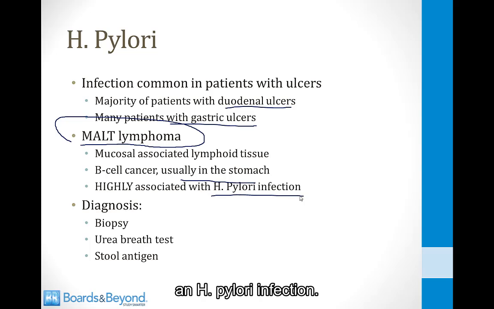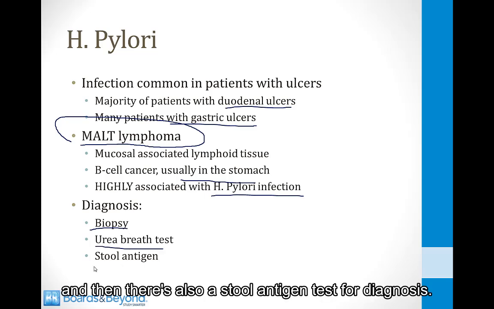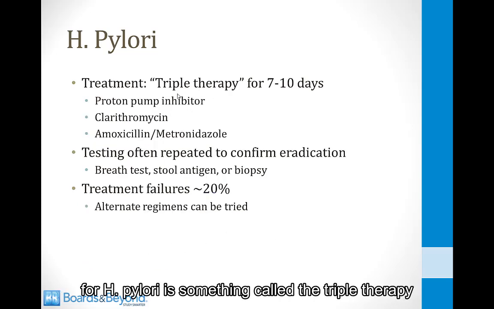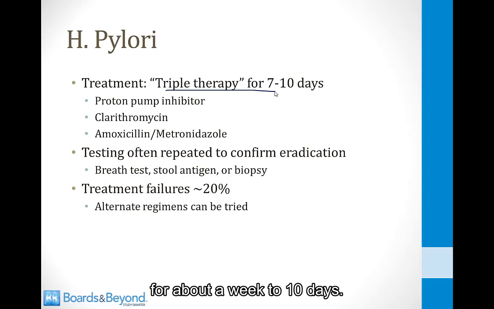pylori infection. You can diagnose this by taking a biopsy of the ulcer, by the urea breath test, and there's also a stool antigen test for diagnosis. The treatment for H. pylori is something called the triple therapy for about a week to 10 days.